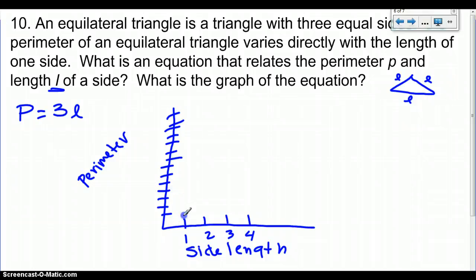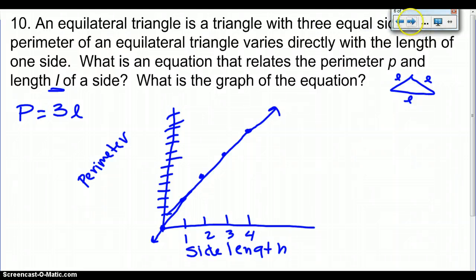Okay, so when the side length is 1, we just put 1 in for L, and it would be 3. 2, 3 times 2 is 6, so go up to 6. 3 times 3 is 9, so go up to 9. 1, 2, 3, 4, 5, 6, 7, 8, 9. And then 4 times 3 is 12, so 9, 10, 11, 12 would be right there. So this is our graph of the direct variation. And again, that will go straight through the origin of 0, 0. Hopefully you guys understood that one.